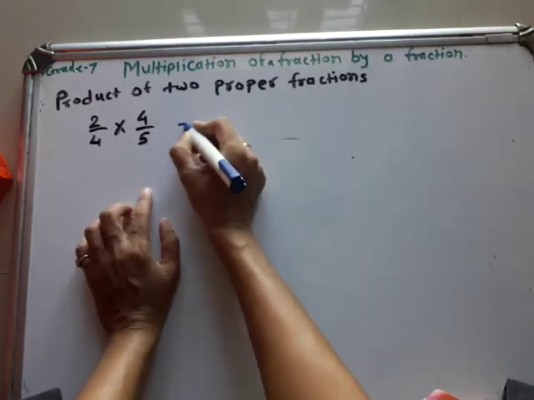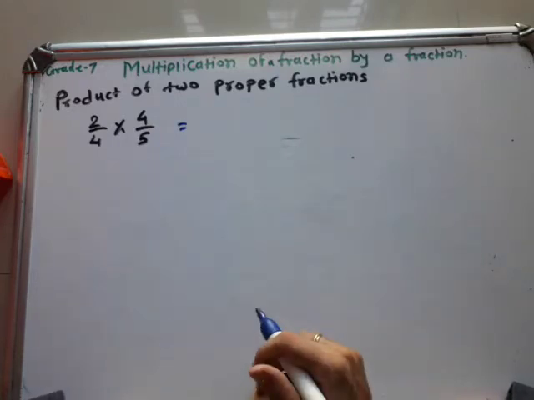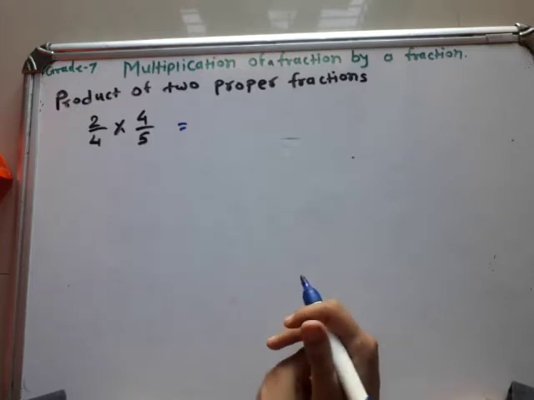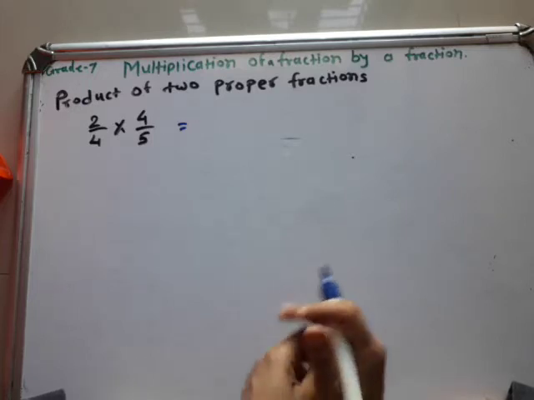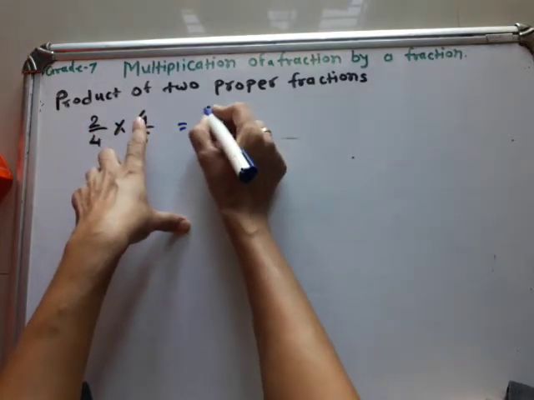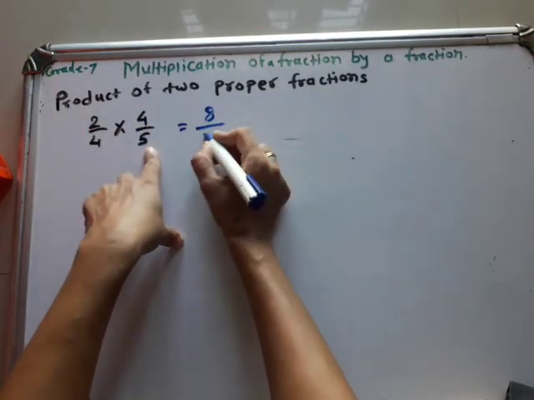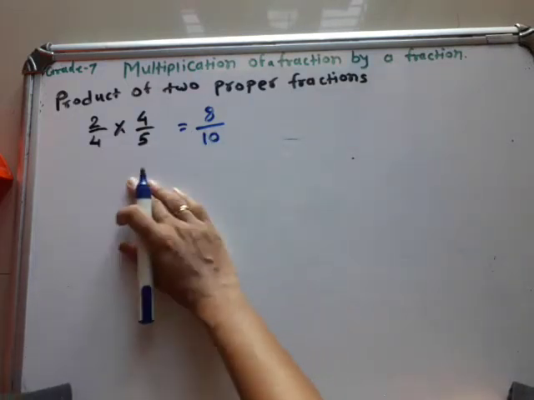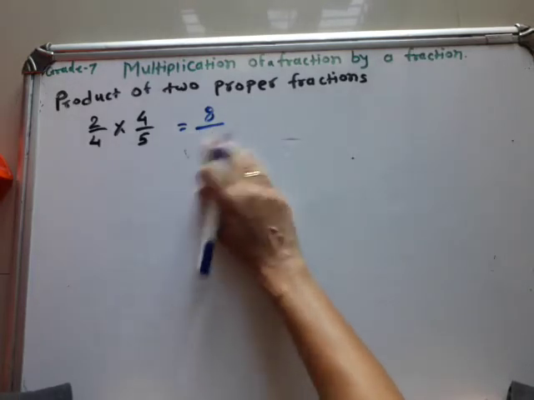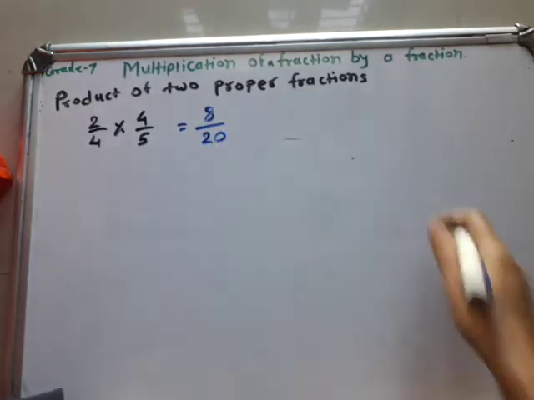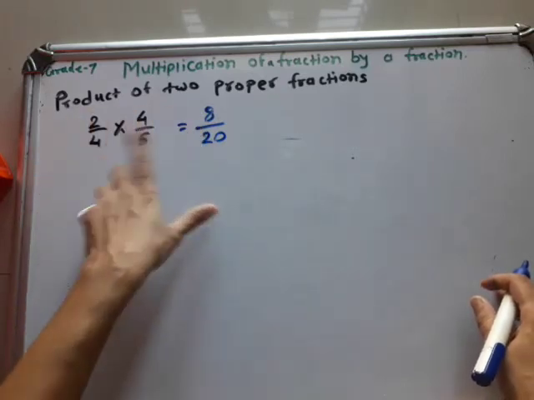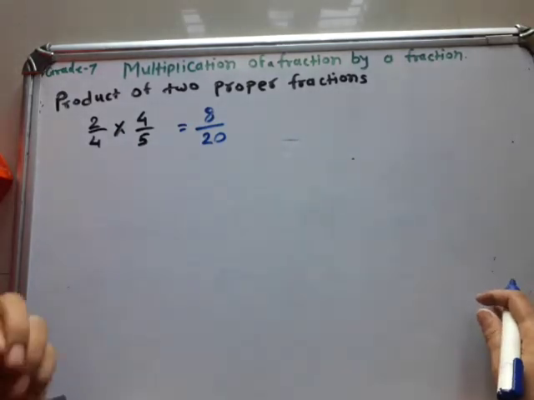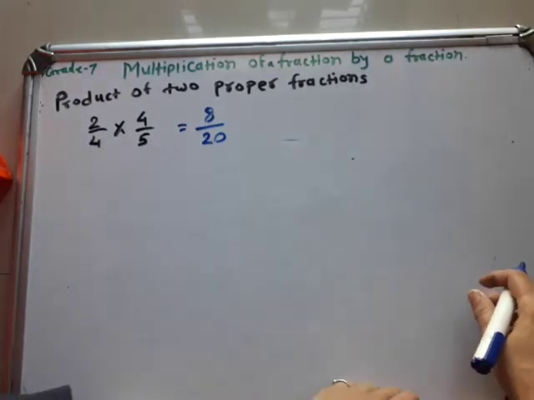See, first, what is the step to solve multiplication of fractions? First we have to multiply numerators. Okay, 2 4s are 8 and here we get 4 5s are 10. Sorry, here we write 4 5s are 20. Okay, so here 2 4s are 8 and 4 5s are 20. Okay, so here we get the answer 4 upon 20.